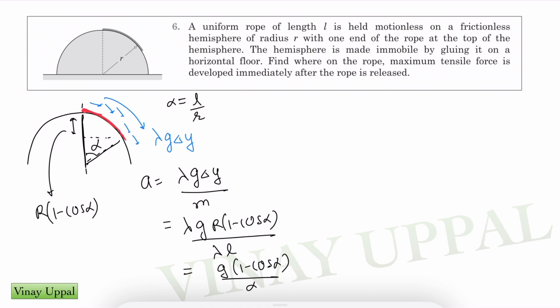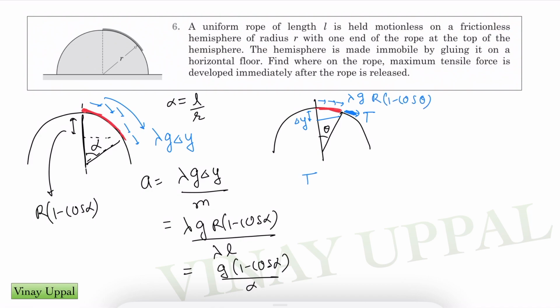Now that I have my acceleration, let's say I'm going to find the tension at some general angle theta. So let's say at some theta, at some point inside the rope, I'm going to find the tension. Let's say the tension is T. So the tension is going to produce an acceleration, and the gravity components are also going to produce an acceleration. So the gravity components will be lambda g delta y. Now delta y for this section would be r into 1 minus cos theta.